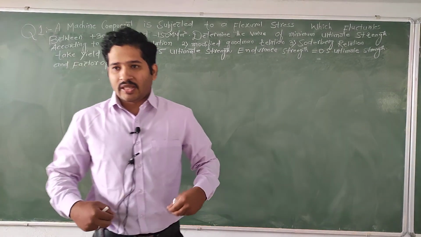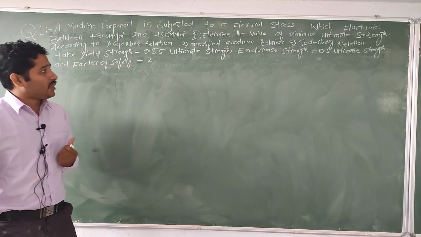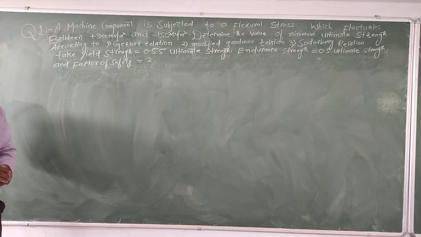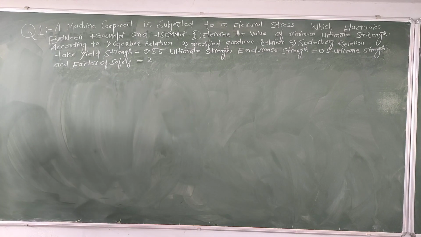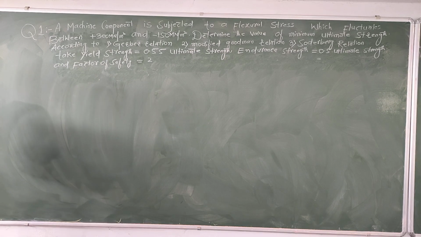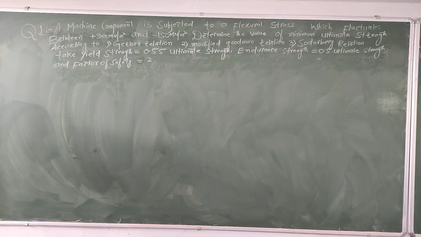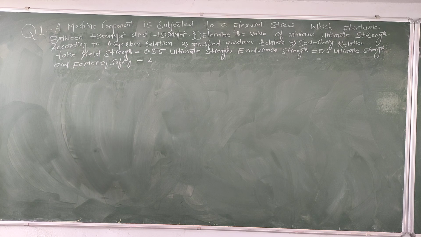So today in these sections we are going to learn the first problems regarding the Goodman equation as well as Soderberg equations, or we can say Gerber relations. The first problem is: a machine component is subjected to a flexural stress which fluctuates between 300 mega Newton per meter square and 150 mega Newton per meter square.